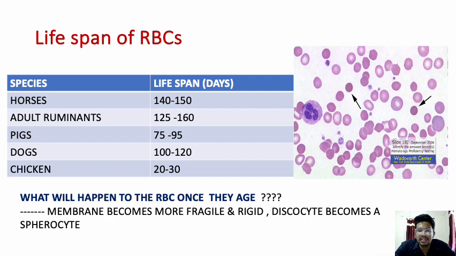What happens once the RBC gets very old? The RBC membrane becomes more fragile and rigid. I have earlier said that RBCs usually have plasticity. They will lose this plasticity and become discocytes. You see, this is apparently a normal looking RBC. This will become a very rigid, short RBC. This is called a discocyte, and the discocytes will finally become spherocytes and get destroyed. We will see in an upcoming slide how this happens.